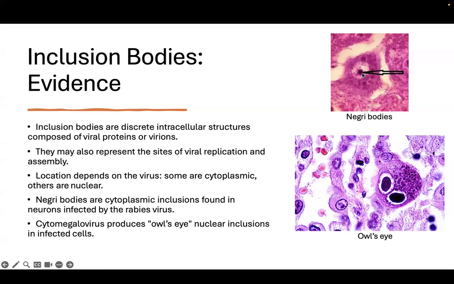This is called a Negri body. It's an inclusion body from rabies. So rabies, when it comes inside, replicates so much that it creates these big inclusion bodies called Negri bodies. And there are literally viral proteins or viruses being formed in there. This is with CMV. We call it owl's eye because it literally looks like an owl's eye. And it's very beautiful to see in a microscope. But these inclusion bodies can occur, of course, in the cytoplasm or in the nucleus. It all depends on where the virus replicates.